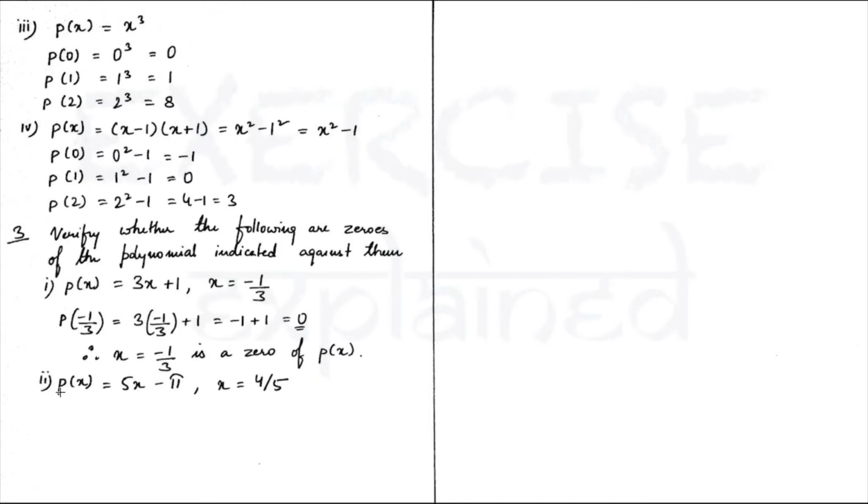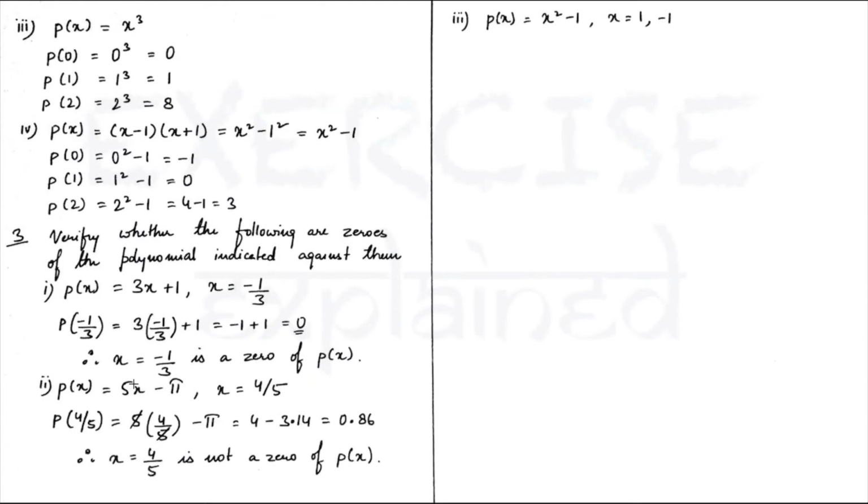Coming to the next one, that is p of x is equal to 5x minus pi. So x is given as 4 by 5. We just need to substitute 4 by 5 over here in place of x, and check whether we are getting the answer as 0. So we substitute it as 4 by 5. You can see 5 and 5 cancel, minus pi.